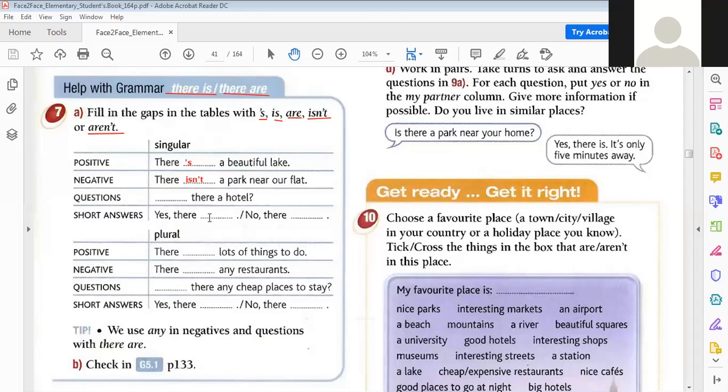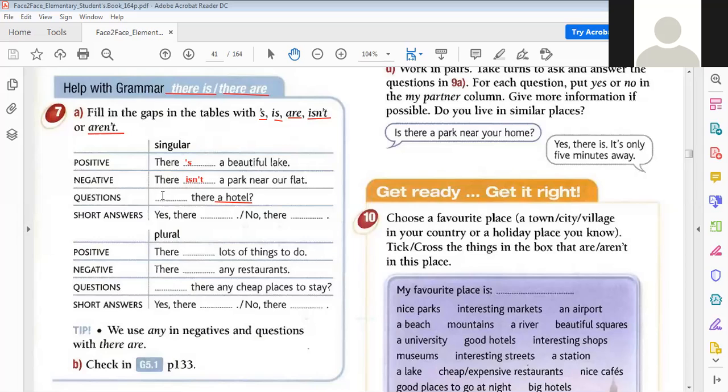Wait a minute, sorry, I want to ask a question. Okay, sorry. In this one I see they, not there. Okay. There. Okay, is. Right, because a hotel is singular, so you need to use is. Sorry, I saw they here, I saw there. Because this is a new rule, Amira. There is, there are. So it's different from they. It's not the same thing.